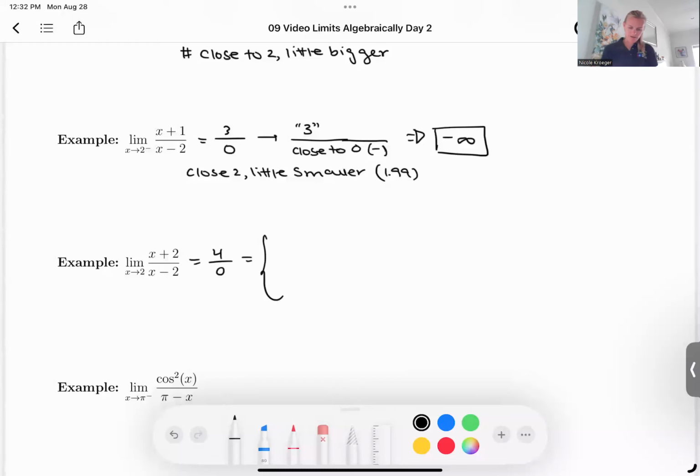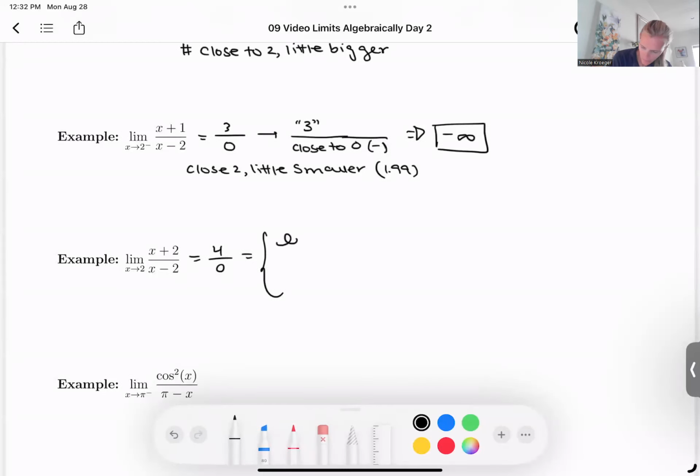So we're going to look at our left and our right-hand limits here. When we look at our right-hand limit, we're going to plug in numbers a little bit bigger than 2. When we look at our left-hand limit, we'll plug in numbers a little bit smaller than 2.